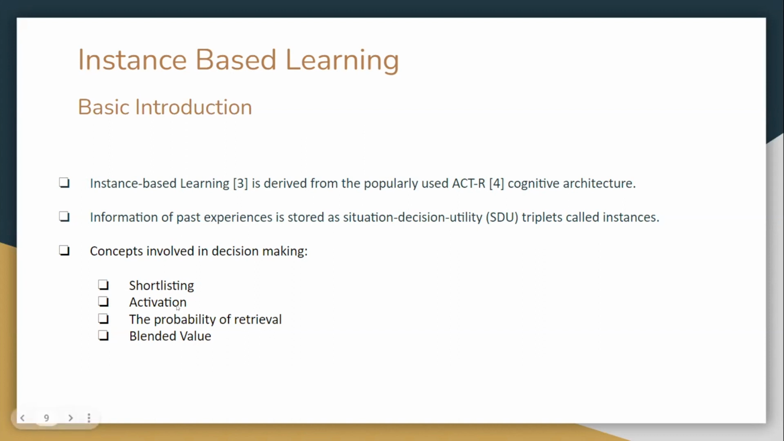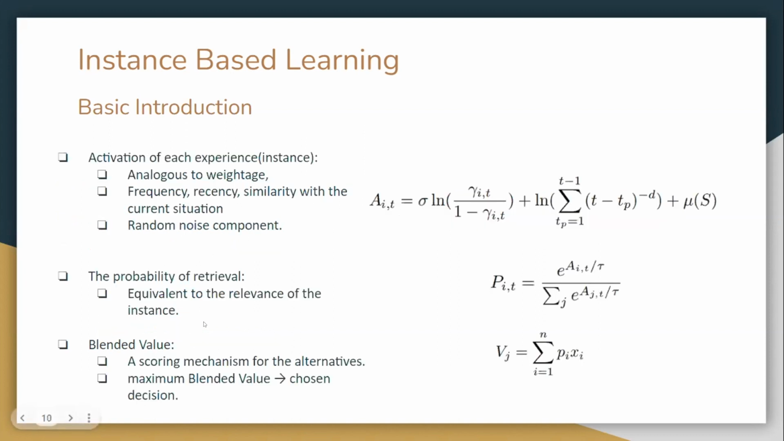The next three parts, activation, probability of retrieval, and blended values, are as described over here. In activation, we calculate the weightage of each memory experience. This is calculated using these three terms. I won't be able to go into the detail of each and every term used over here because of time limitations, but I can give an overview. For more details, kindly refer to the paper. So activation uses this term called base activation, and this term called similarity term. The similarity term actually gives us the similarity of that memory experience to the current situation.